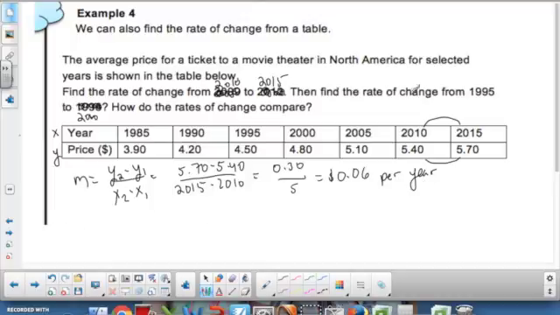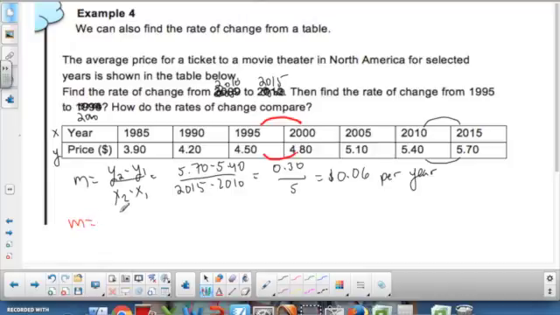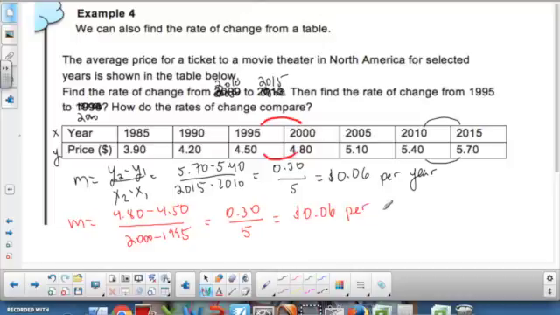Now, the second part of the problem wanted me to look at 1995 to 2000. So when I do that, I'm going to be looking at this change in y. So it's going to be 480 minus 450 over my change in x, which is going to be 2000 to 1995. When I do that subtraction, 480 minus 450 is 30. 2000 minus 1995 is 5. And when I do that division, I'm going to get the exact same thing, which is 6 cents per year.